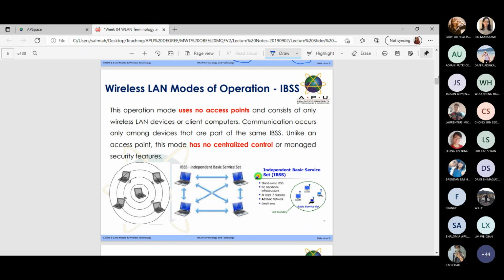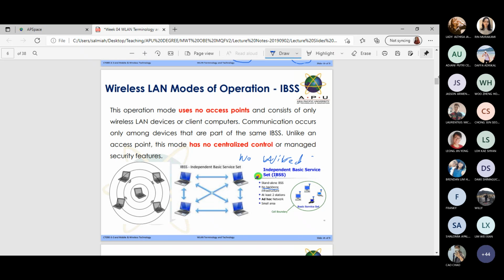Wireless LAN mode of operation, IBSS. This one is independent basic service set. As I mentioned just now, it is standalone, no backbone. We don't have this wired infrastructure. When I said no backbone, it means no wired infrastructure. Not no wife, no wired.